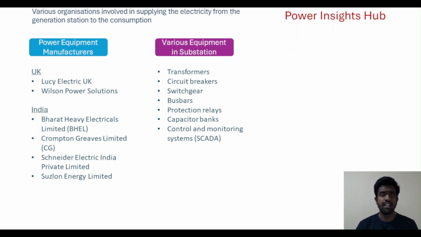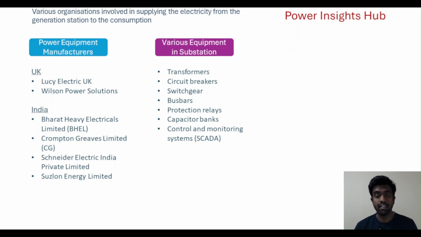So as I said earlier, the three major companies, which are GE, Hitachi Energy, and Siemens Energy, have a fair share of manufacturing also in both the countries. They do manufacture various electrical products. But in addition to that, there are some other companies also. Yeah, we will see what the companies are. In UK, Lucy Electric UK is there. They do manufacture switchgear and circuit breakers here in UK, and Wilson Power Solutions is there. They do manufacture the transformers.